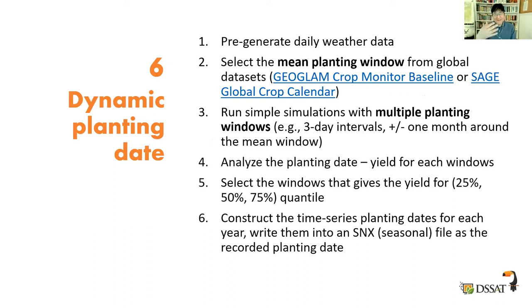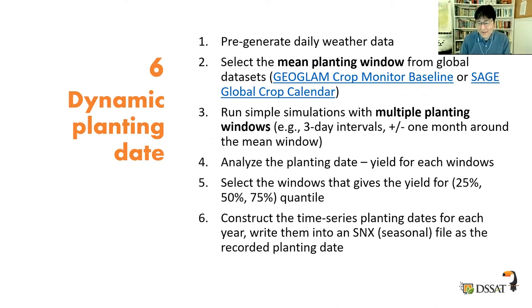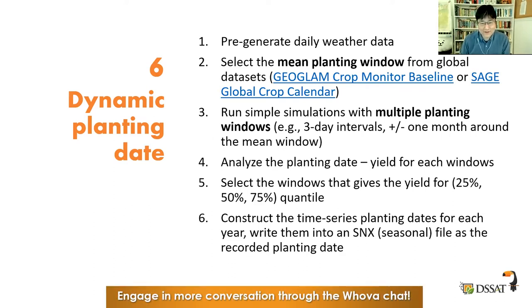Quickly, I start from pre-generated daily weather data for whatever length of simulation I need to run. And then I need to get some idea of when farmers plant. Is it March or May or September, et cetera? That can come from a secondary data set like GEOGLAM Crop Monitor baseline, or the SAGE crop calendar database. And then I run a simple simulation with multiple planting windows before and after that mean planting window. And then I do that for all the years that I have weather data for.